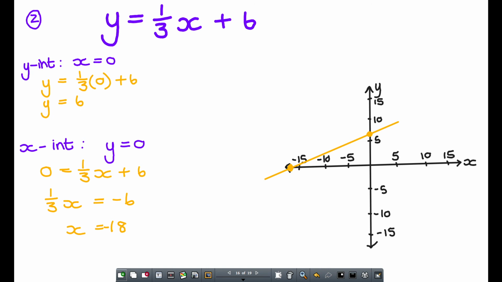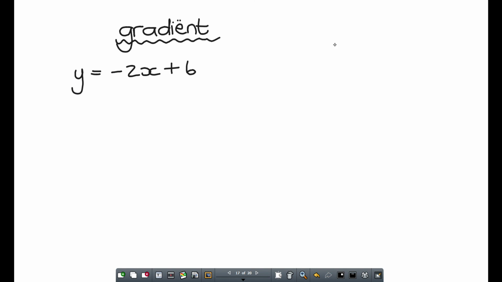The next part is about gradient of the line, positive and negative gradient. How do I know? Ja, man. Nee. Okay, kom ons kyk gou-gou hierso. Ek gaan vir jou sê gradient. Gradient. Okay, now obviously when I give you the gradient, or when I give you the equation, for instance, y is equal to minus 2x plus 6, the coefficient of x, nee, die coefficient van x, that's your gradient.